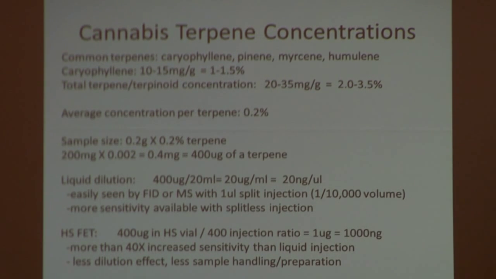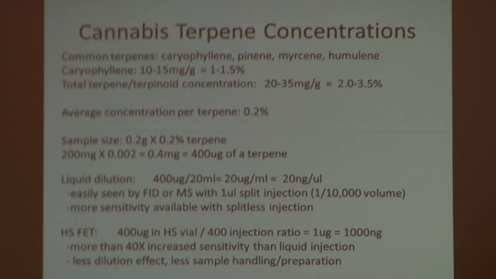So let's use the 0.2% to do some simple math. If we took 0.2 grams of plant material and it has 0.2% of any given terpene in it, and we do the math of 200 milligrams times 0.2%, that would give us about 0.4 milligrams of that terpene, or about 400 micrograms of that terpene that's in our sample. If we diluted that 400 micrograms into 20 mils, that would give us 20 micrograms per mil, or 20 nanograms per microliter.